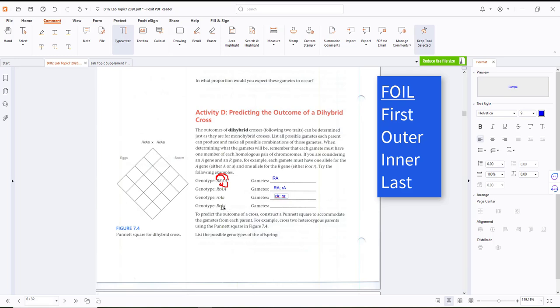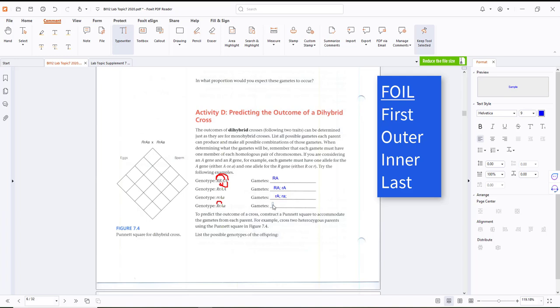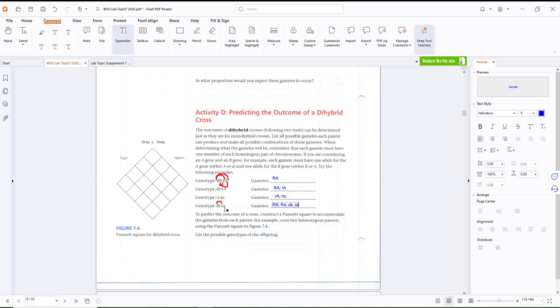And then finally, for the last one, it's going to be 4 different possibilities. Remember, if we do first, it's going to be big R, big A. If we do outer, that's going to be big R, little a. If I do inner, that's going to be little r, big A. And then last will be little r, little a. So there's 4 possible gametes there. Okay.